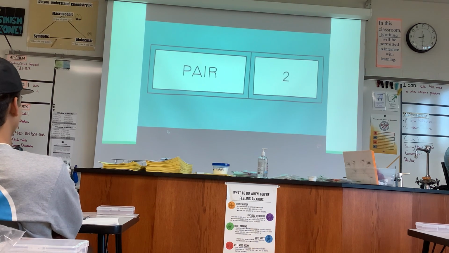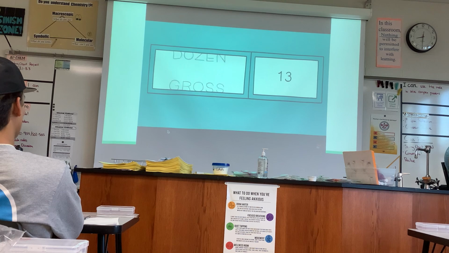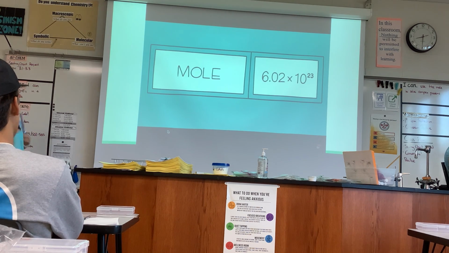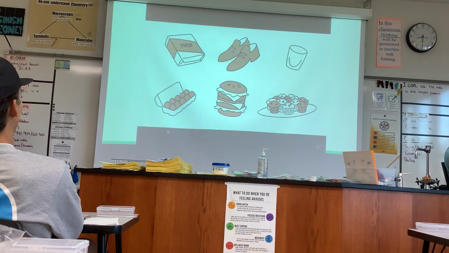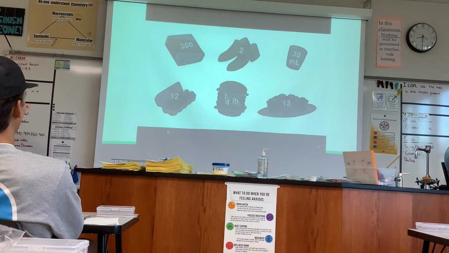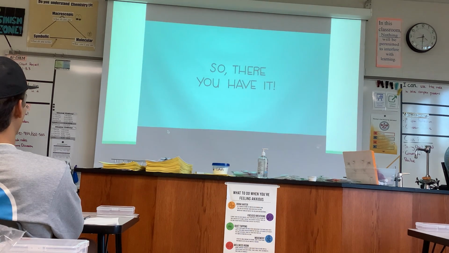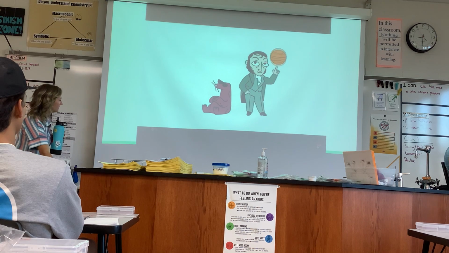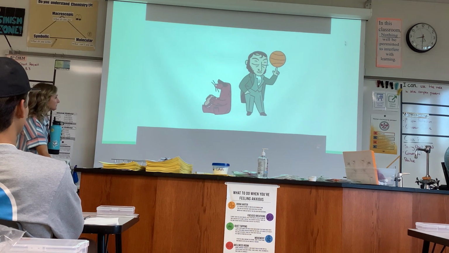We also know that a pair is 2, a baker's dozen is 13, a gross is 144, and a ream of paper is, anybody? Nope. A ream is 500. Well, a mole is really the same thing. For a chemist, a mole conjures up the number 6.02 times 10 to the 23rd, not a fuzzy little animal. The only difference is that the other quantities are more familiar to us. So there you have it, the story of the mole, Avogadro, basketballs, and how to buy salami at the grocery store.